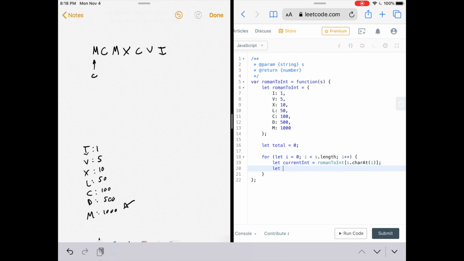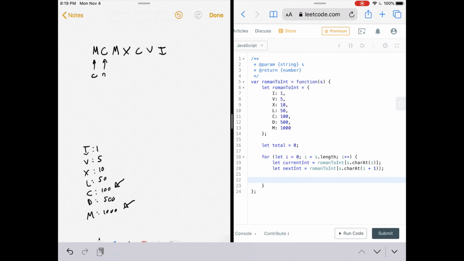Now we do the same thing for the next int. Let nextInt equal romanToInt[s.charAt(i+1)]. We're still in the first iteration of the for loop, so i equals 0. i+1 is 1, so it's saying look at the character at the first index, which is C. That'll be the next integer. Run it through the map and give me the integer that it corresponds to. In this case, it'll be 100.